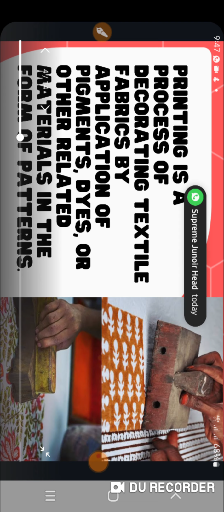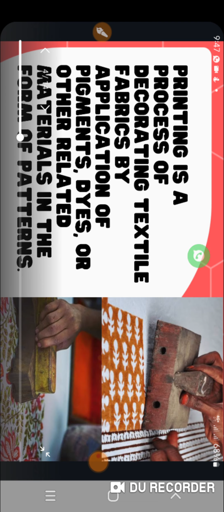Apart from using pigment, we can also use dye or any other relatable materials in the form of a pattern. Simply means that, look up, printing, let me explain. Printing is what we are doing today. Like this, I put this design in a pigment and apply it on it. These are Ankara examples. This is also a printing.